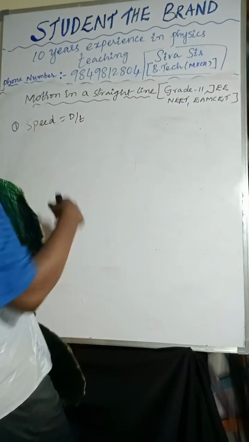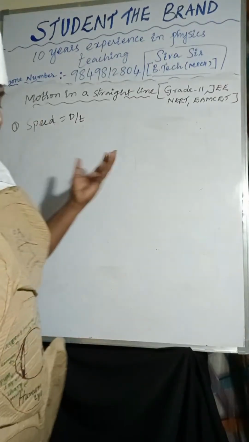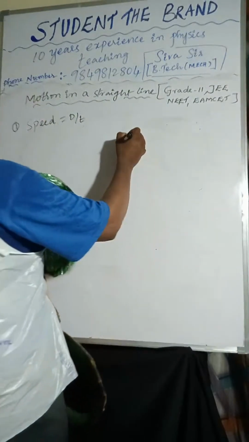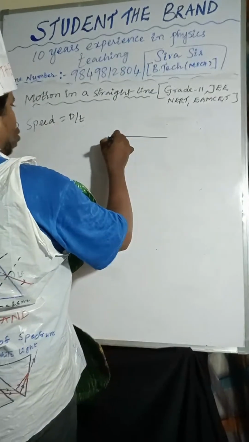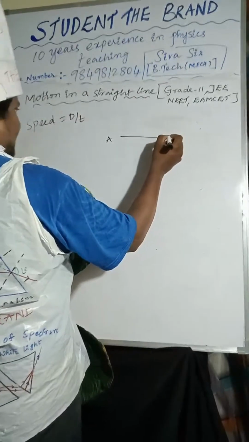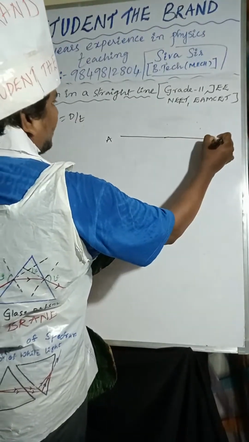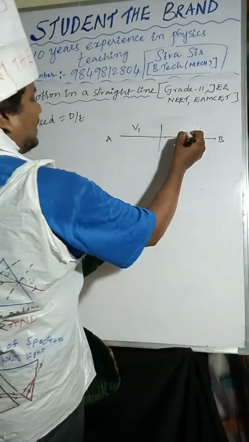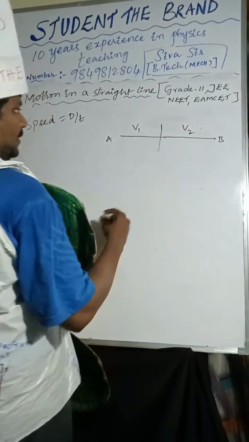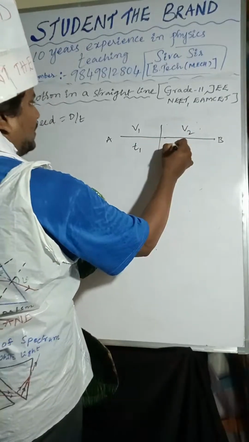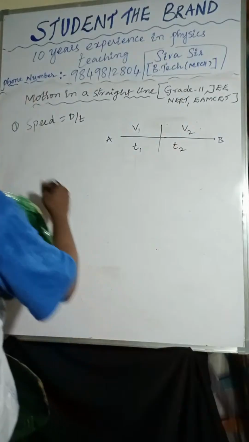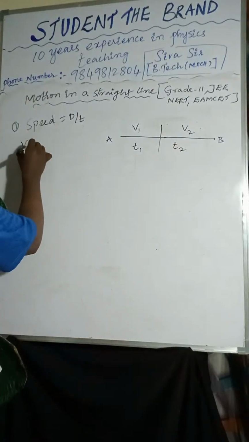First point, coming to the uniform speed. Suppose one example I am considering here. If the body covers half of the distance from A to B, I am taking A to B, with the speed v1 and the other half with speed v2, with times t1 and t2. So what is the average speed? We have to find out average speed.